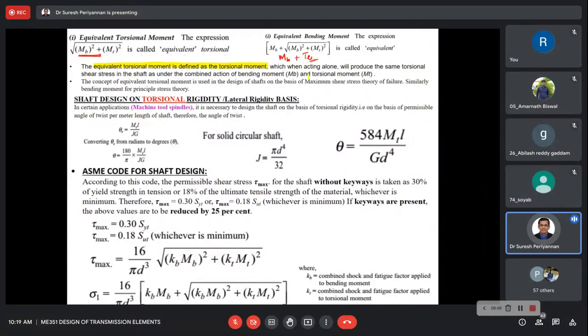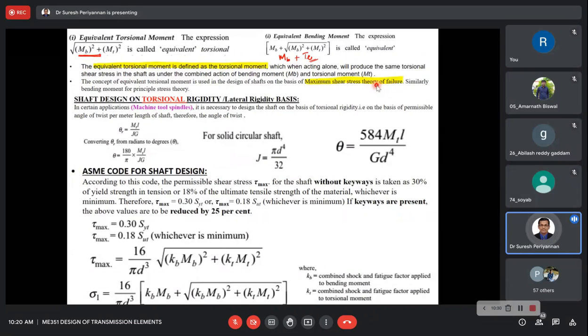Okay. Now the concept of equivalent torsion moment is used to design the shaft based on the maximum shear stress theory of failure. Similarly, the same terminology I'm using for defining equivalent bending moment. The concept of equivalent bending moment is used to design the shaft based on the maximum principal stress theory of failure.